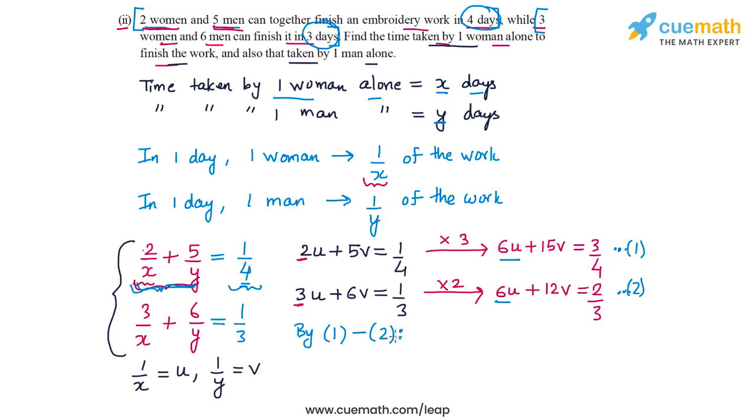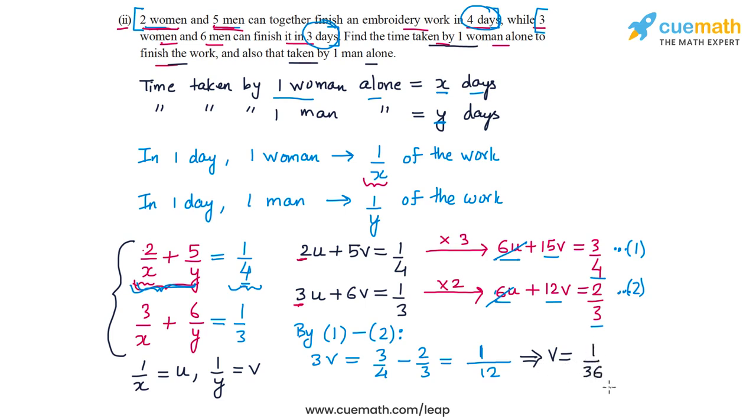So by 1 minus 2, what will we get? On the LHS, the 6u terms will cancel out. We will have 15v minus 12v. So that's 3v. And we'll have 3 by 4 minus 2 by 3. And this will be equal to, so we take an LCM of 12. And we'll have 9 minus 8 or 1. So 3v is equal to 1 by 12. And this means that v is equal to 1 by 36.